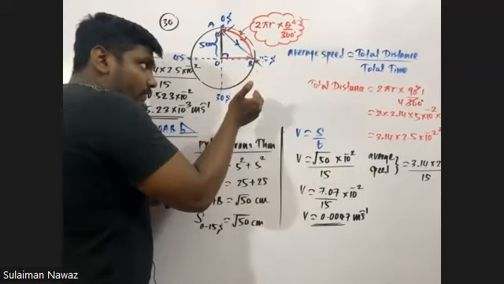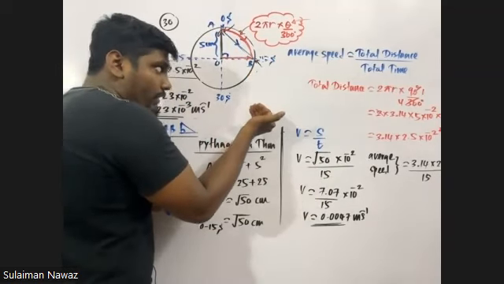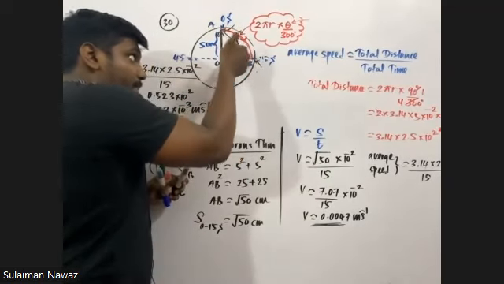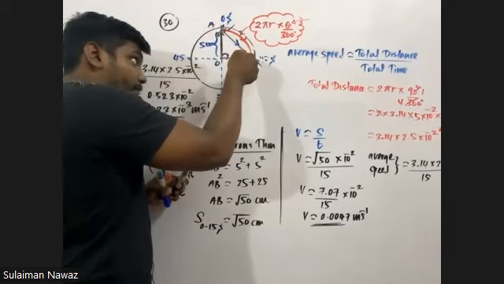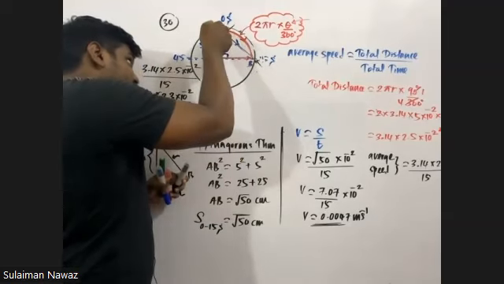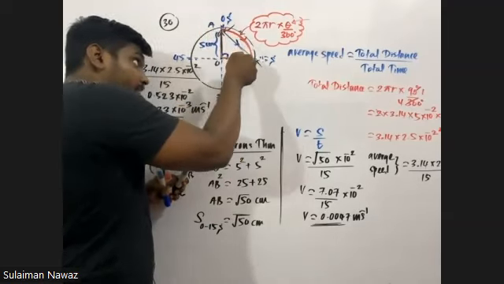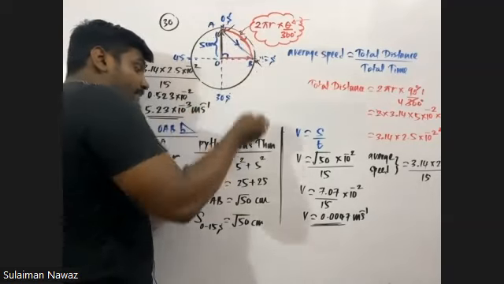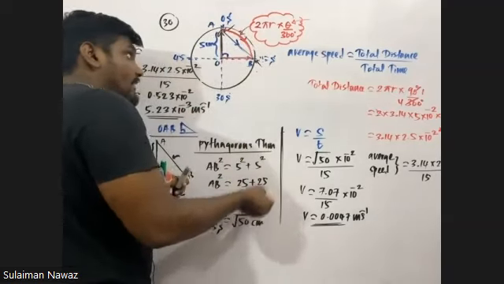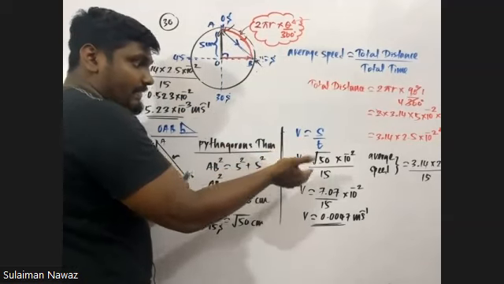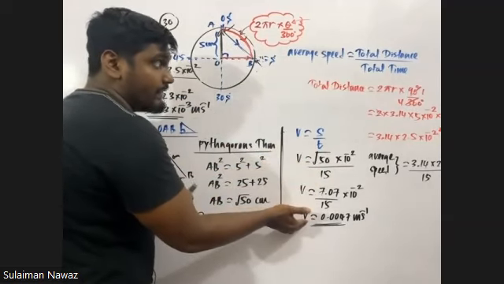Average velocity means what? Total displacement over total time. I found the total displacement, initial point, final point. That means initial tip point, final tip point. The total displacement I found as 50 centimeters. Time taken is obviously 15 seconds. I found the answer for average velocity.